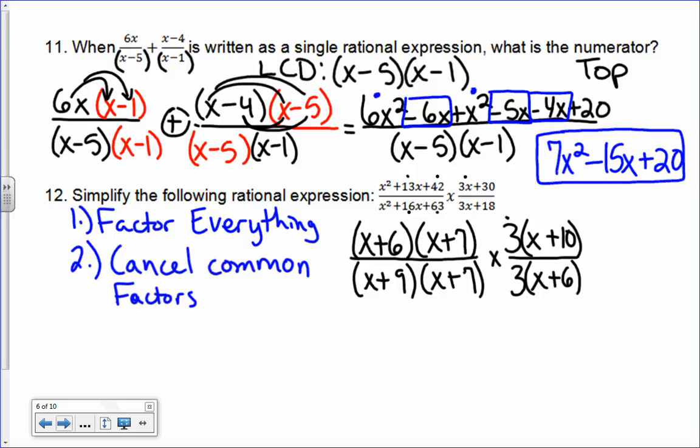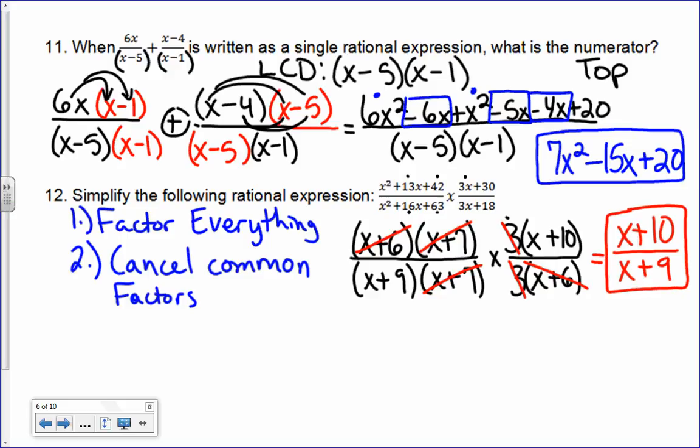So now, it's a matter of canceling. I've got some x plus 7s that will cancel. I've got some 3s that will cancel. I've even got an x plus 6 on the top and the bottom. They will cancel. The only two things I have left now are an x plus 10 on the top and an x plus 9 on the bottom. You can write them in parentheses, you can take them out of the parentheses, it doesn't matter, because nothing there will cancel. And that's your final answer: x plus 10 over x plus 9.